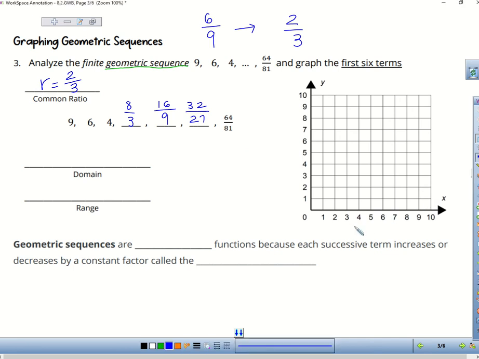So we want to identify the domain and range. Similarly, it is finite. So domain is the position of the term. So position 1, position 2, and so on. So there's 7 positions, right? And can you remind me what the range is? That's the numbers that are there. Yeah, the actual numbers themselves.